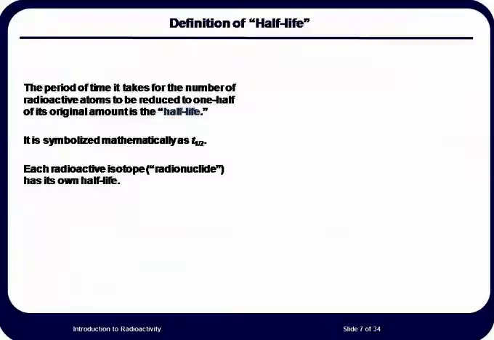The physical characteristic associated with a radioactive material is the half-life. The definition of the half-life is the period of time it takes for the number of radioactive atoms to be reduced to 1/2 of its original amount. The mathematical symbol used to identify half-life is T sub 1/2. Each radioactive isotope has its own characteristic half-life.